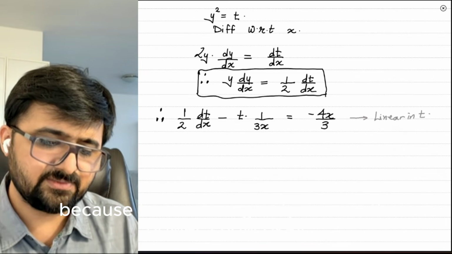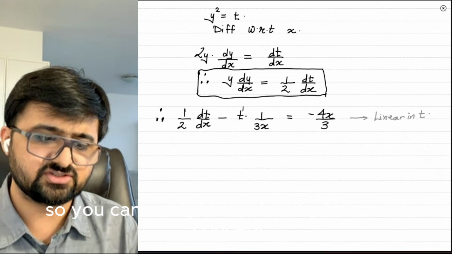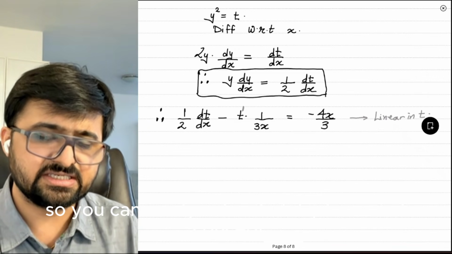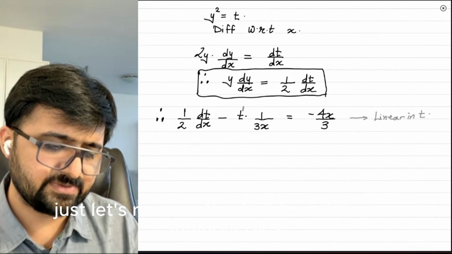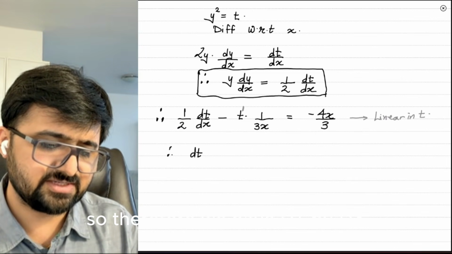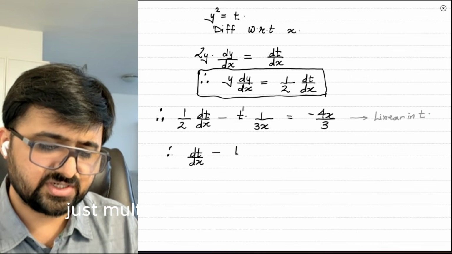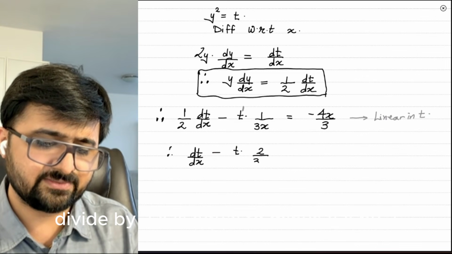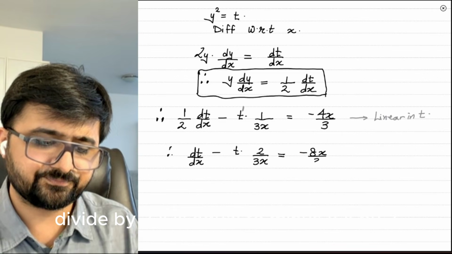Why is it linear in t? Because t is occurring only once with power 1 now. Okay, so you can easily solve it by the linear in t concept. Okay, just let's remove this half from here. So multiply by 2. So therefore we have dt by dx, just multiply the entire equation by 2, minus t into 2 divided by 3x is equal to minus 8x by 3.